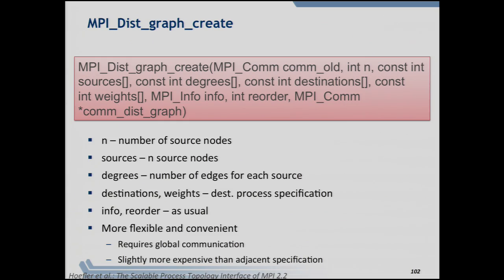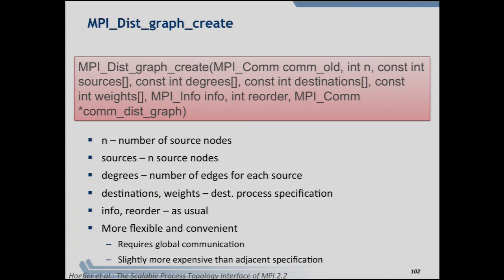So that was this graph create adjacent, and it's called adjacent because you pass this adjacency information, your nearest neighbor. The other way is called MPI distgraphcreate. It's the most general way, and in some sense the most powerful.